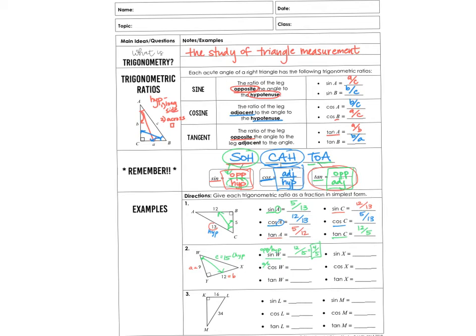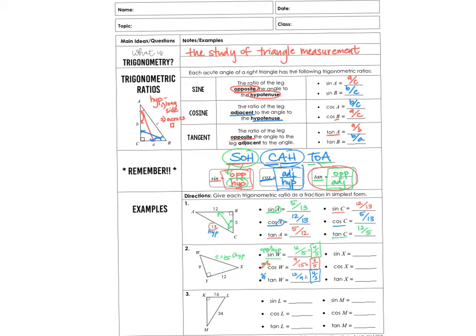Cosine is adjacent over hypotenuse. I'm not going to write that all out, but it's adjacent over hypotenuse. So if we're finding the cosine of W, adjacent is 9 over hypotenuse, which we know was 15. Again, that will simplify by 3, and you get 3/5. Then tangent is opposite over adjacent. So opposite of W is 12 over the adjacent, which was 9. And again, that will simplify by 3. If you divide them both by 3, you get 4/3.